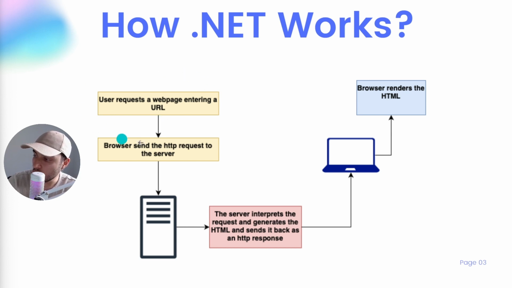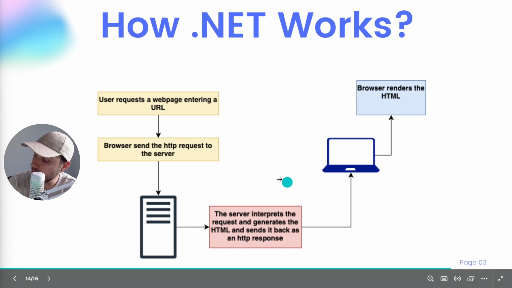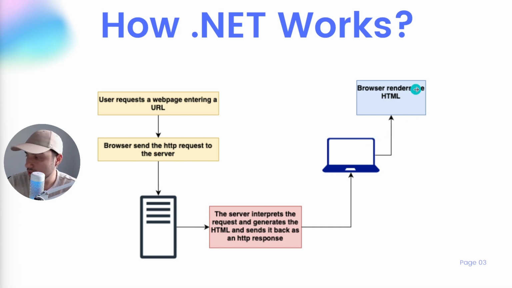So it needs to go and look into the server for that specific URL. It generates the HTML, and then the HTML is sent back as an HTTP response, and then the client is able to render the HTML in our view.